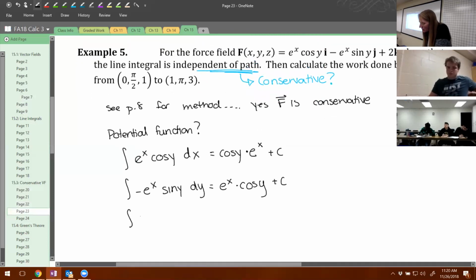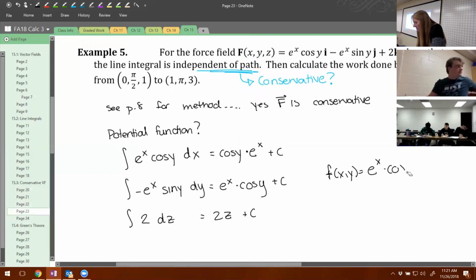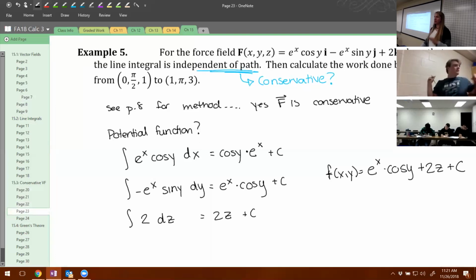And then the last one, the antiderivative of 2 with respect to z is 2z. So that means my potential function is what? It's cosine of y times e to the x, plus 2z, plus, technically, some constant, but really that constant is not going to affect anything in our line integral because it's going to cancel out, which I haven't even written.